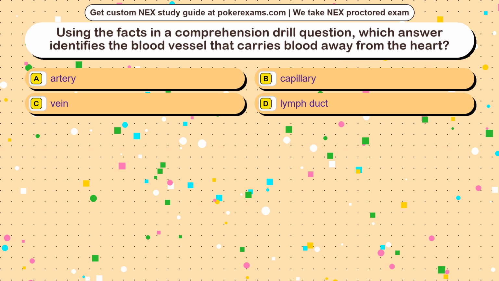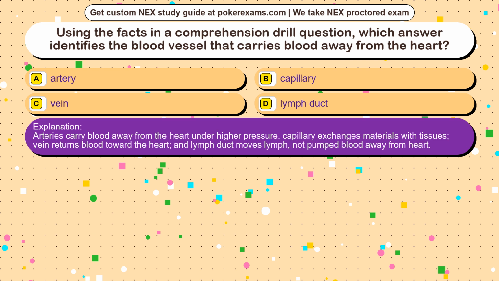The correct answer is option. Arteries carry blood away from the heart under higher pressure. Capillary exchanges materials with tissues, vein returns blood toward the heart, and lymph duct moves lymph, not pump blood away from the heart.